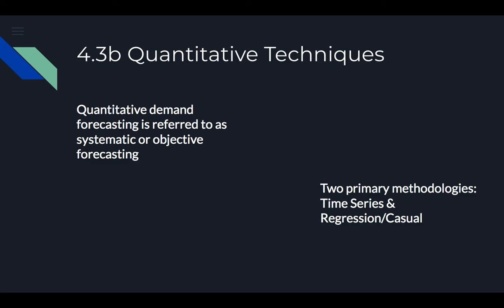Quantitative demand forecasting, also referred to as systematic or objective forecasting, offers two primary methodologies: time series and regression or causal. Time series techniques use historical data ordered chronologically to project the trend and growth rate of sales. The rationale behind time series analysis is that the past patterns of sales will apply to the future.